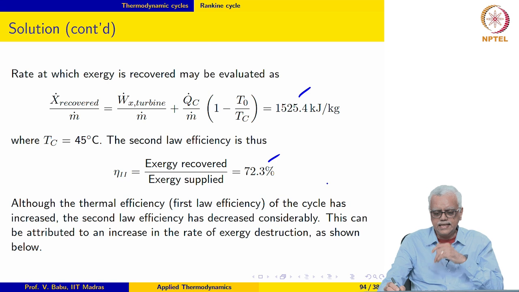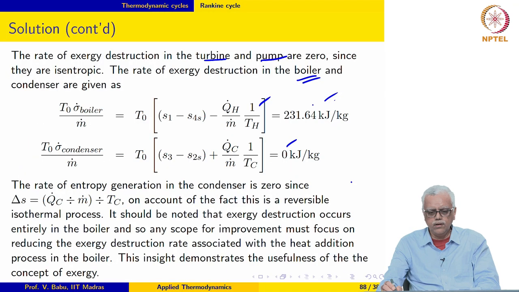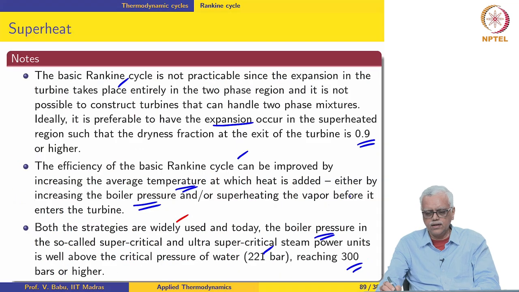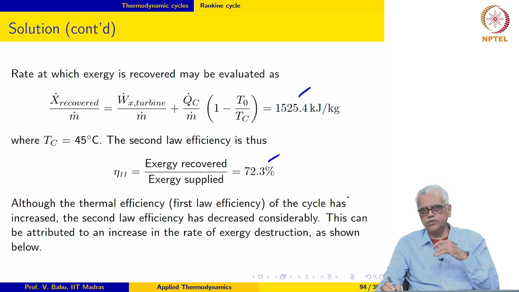So, you can see that thermal efficiency has increased slightly, but second law efficiency was 81.43, and that has now decreased to 72.3. So, that has decreased considerably. Let us see why that is.